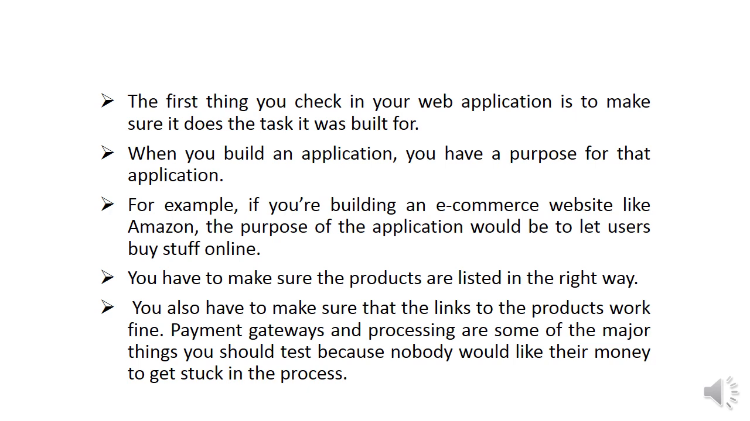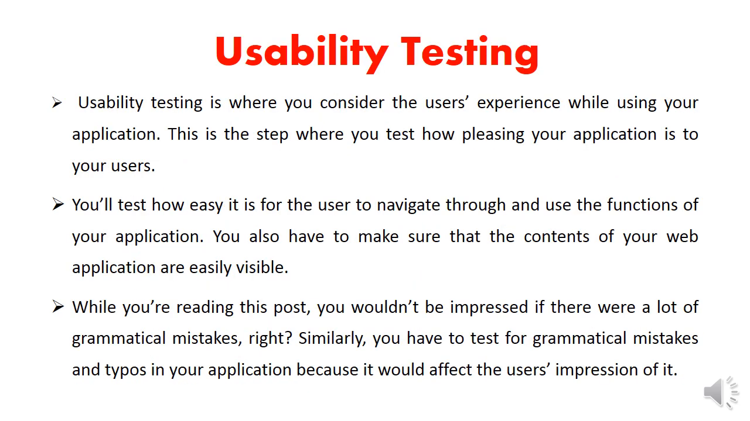When you build an application, you have a purpose for that application. For example, if you are building an e-commerce website like Amazon, the purpose of the application would be to let users buy stuff online. You have to make sure that the products are listed in the right way. You also have to make sure that the links of the product work fine. The payment gateways and e-payment processing system are the major things you have to test.